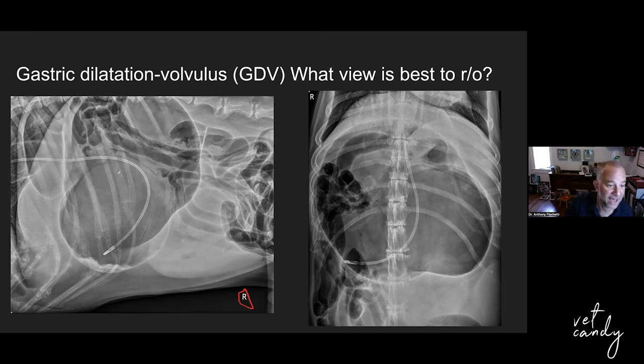Okay. This dog's already had a nasogastric tube put in to help decrease the severity of that GDV. It's not really working, is it? Yeah, this dog needs to go to surgery and needs to have a gastropexy. Right lateral view, the view you put dogs in for a GDV.